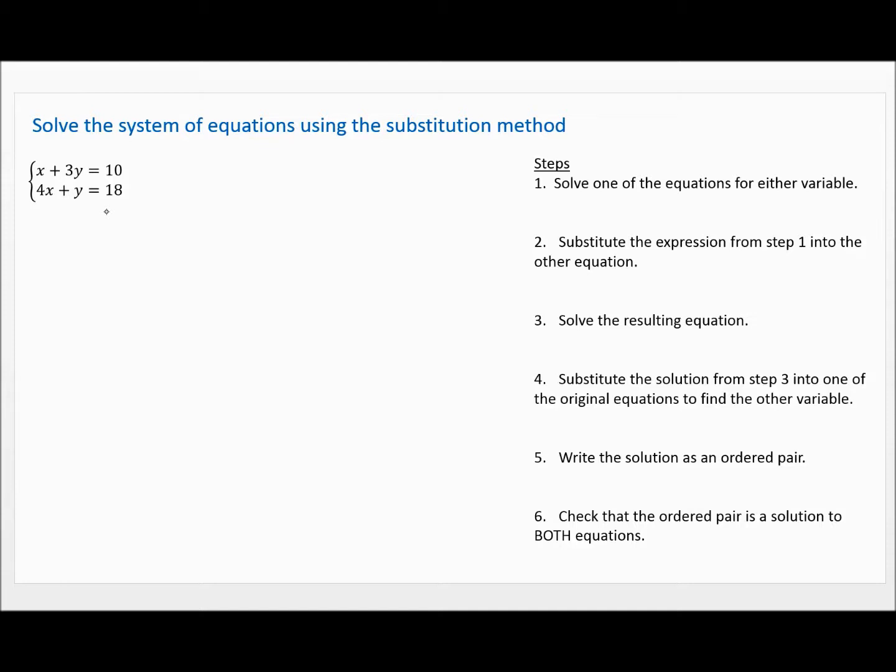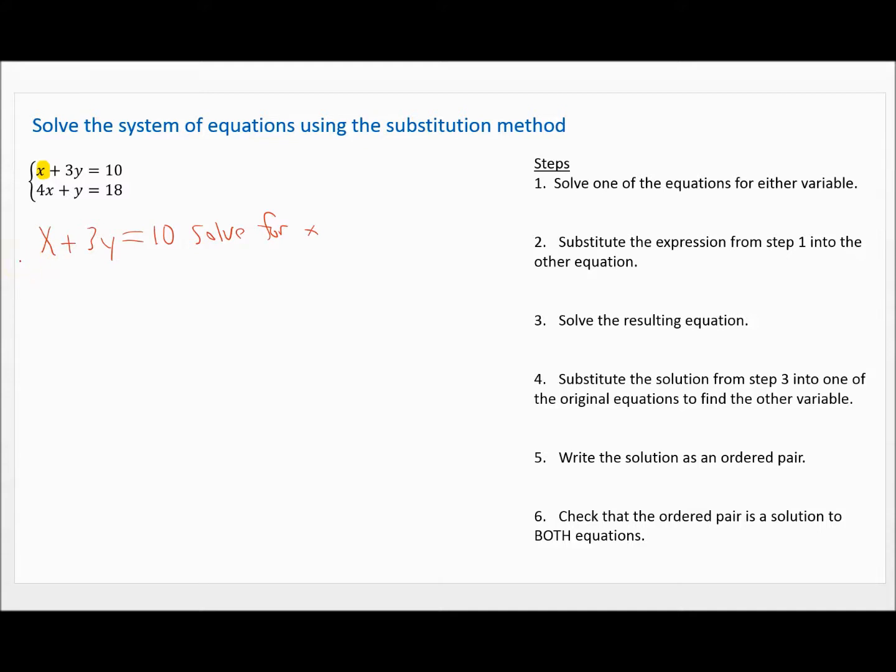First, we're supposed to solve one of the equations for either variable. So either in the first equation, x plus 3y equals 10, we solve for x or y, or in the second equation, 4x plus y equals 18, we solve for x or y. Now here's what I'm going to do. In the first equation, if you'll notice, this x doesn't have a coefficient, which actually makes it easier to solve for. So I'm going to go with the first equation, x plus 3y equals 10, and I'm going to solve it for x. It's only because there's no coefficient times the x. It's really a 1, right?